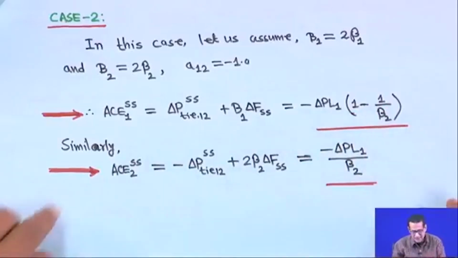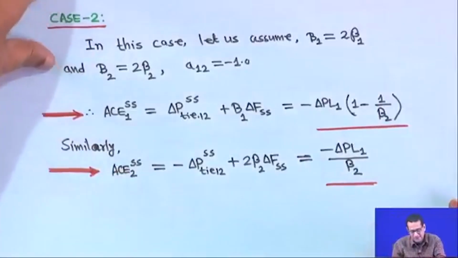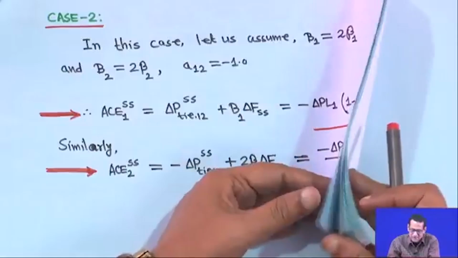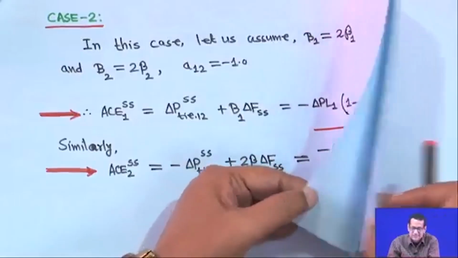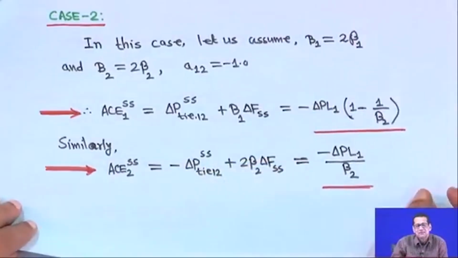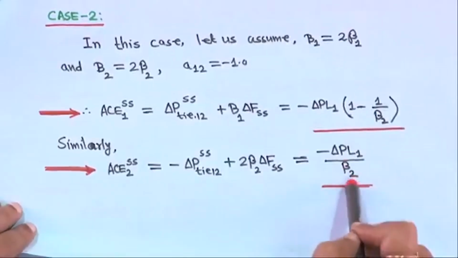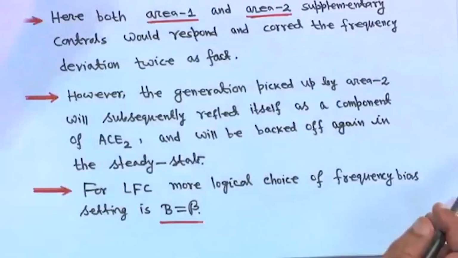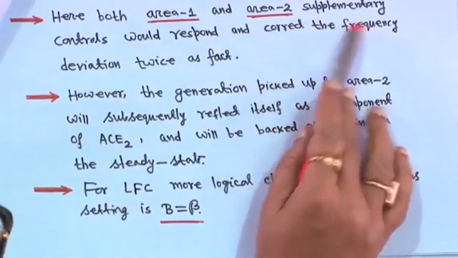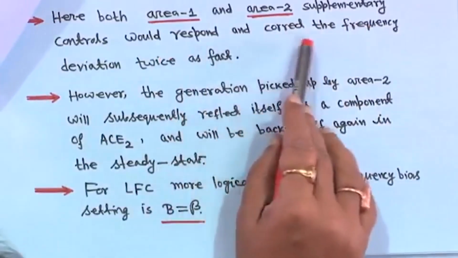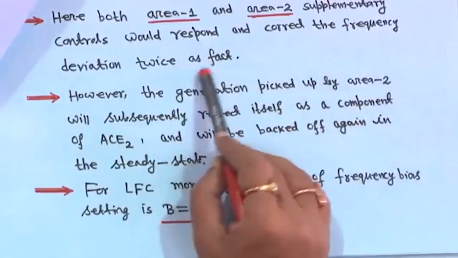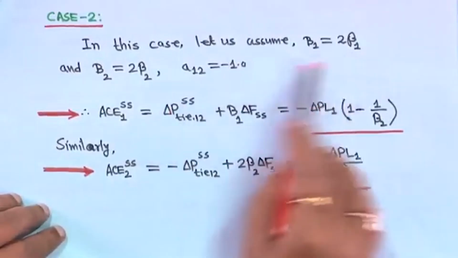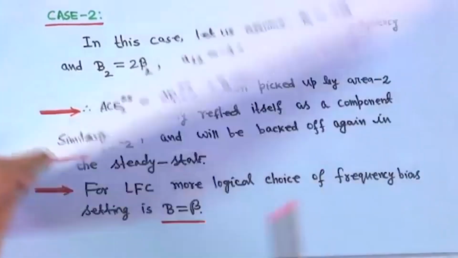So, that means the supplementary control action in area 2 also has to respond, although there is no load disturbance in area 2, because some steady state value is coming. So, both area 1 and area 2 supplementary control would respond and correct the frequency deviation twice as fast, because we have taken B1 is equal to 2 beta 1, B2 is equal to 2 beta 2.